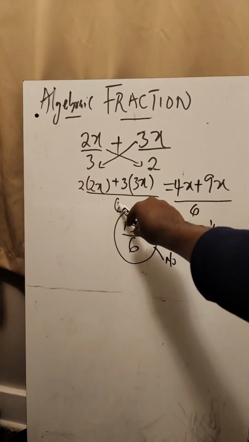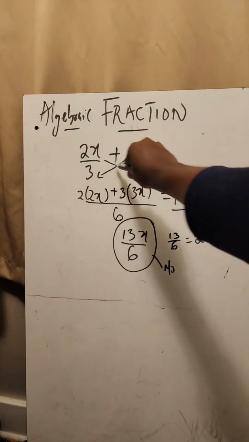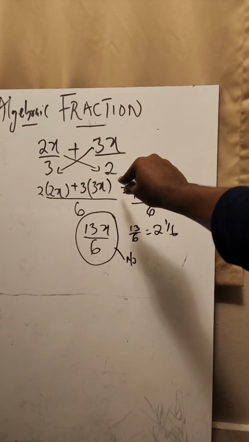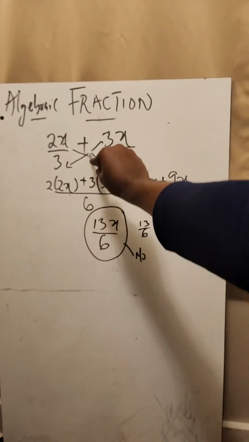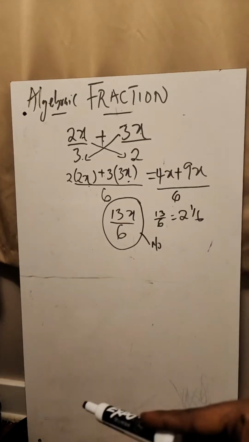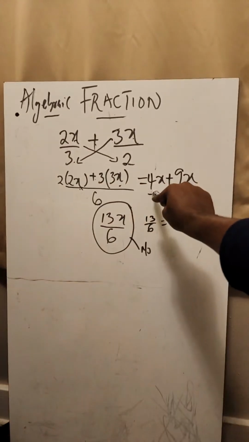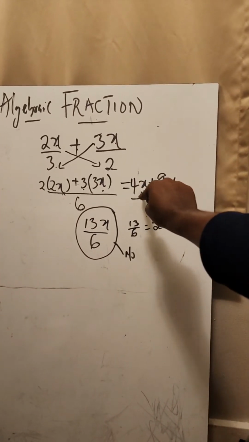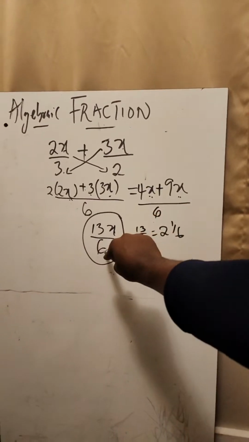Multiply the denominators to have the LCM of 6. After you've done that, you can do something we call cross multiplication, but in this case, I'm not cross multiplying. What I'm doing is to multiply. So 2 multiplying 2x, plus 3 multiplying 3x. Then distribute: 2 times 2x gives 4x, 3 times 3x gives 9x, and 4x plus 9x gives 13x with a common denominator of 6.